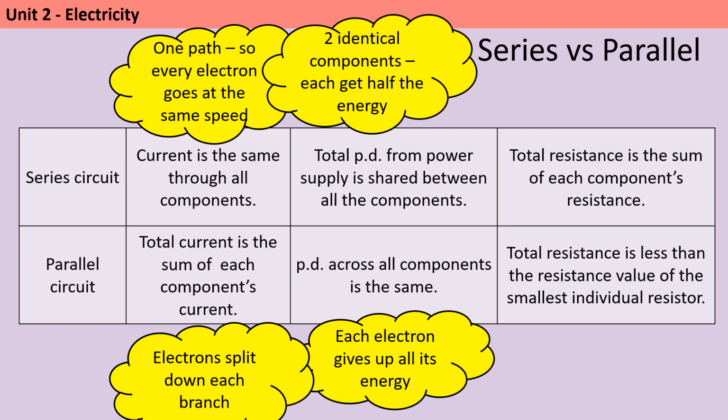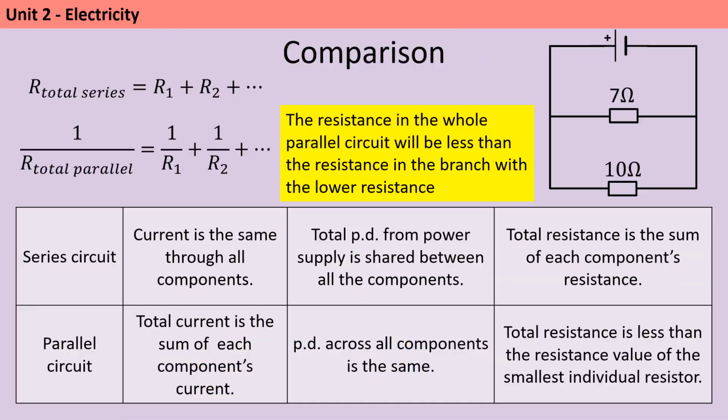Whereas in a parallel circuit, the total resistance is going to be less than the resistance of the smallest individual resistor. So to actually work it out, we say that 1 divided by the total resistance is going to be 1 divided by each of the individual resistances. But basically the most important thing is that when you add all of those up together, you're going to find that the overall resistance is less than any of the individual ones.